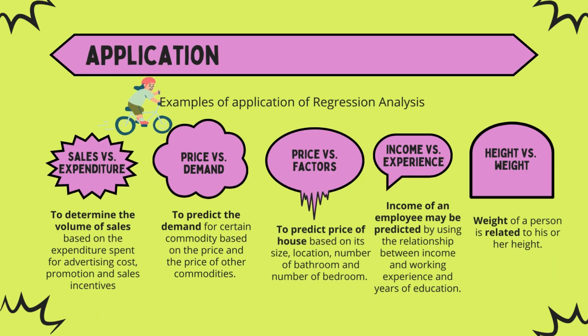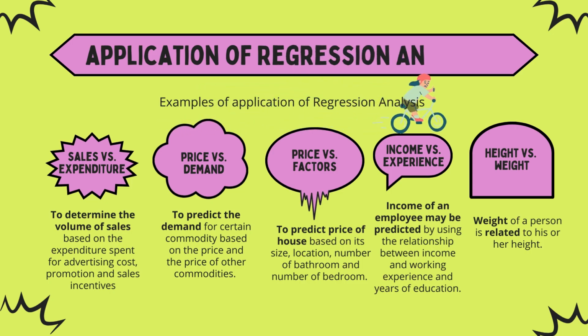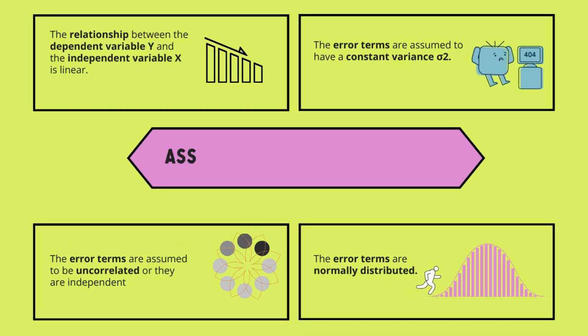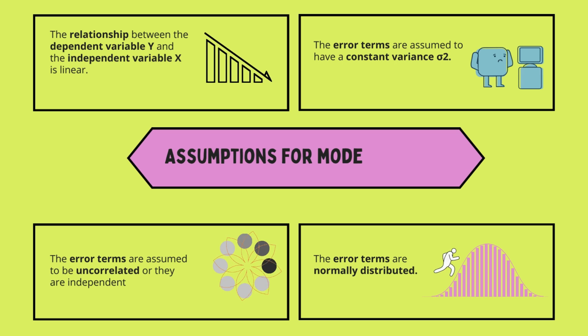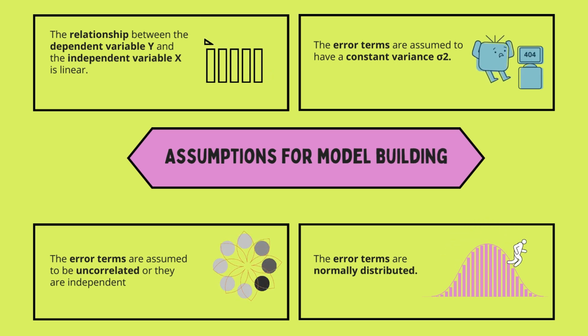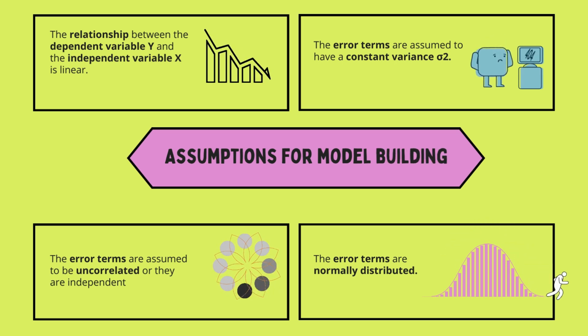These are several examples on the application of regression analysis that includes the dependent and independent variables. Lastly, there are 4 assumptions of regression analysis, which include the linearity, independency, normality, and constancy of errors.